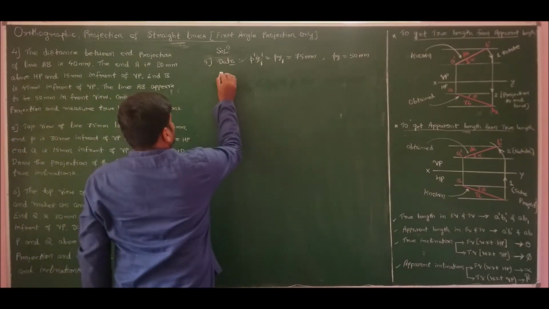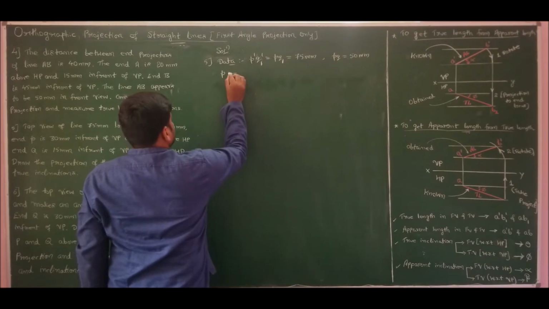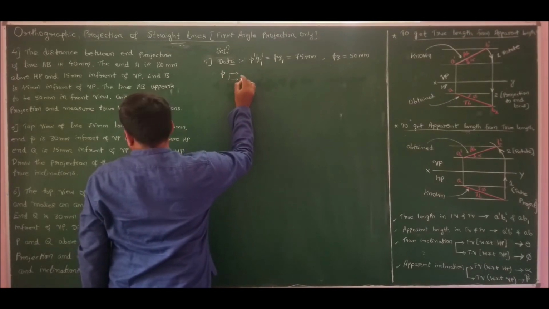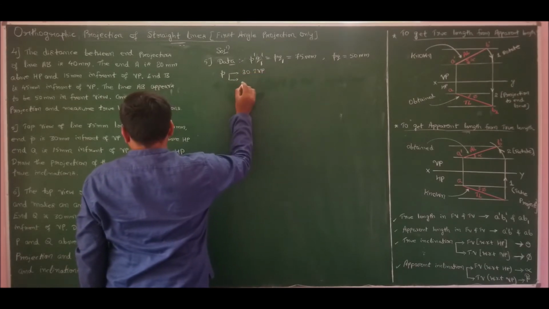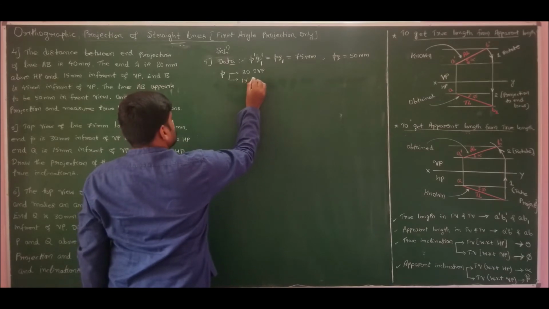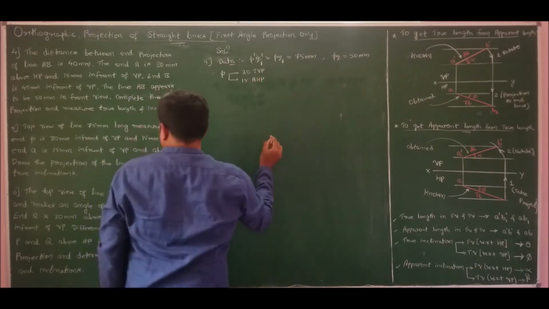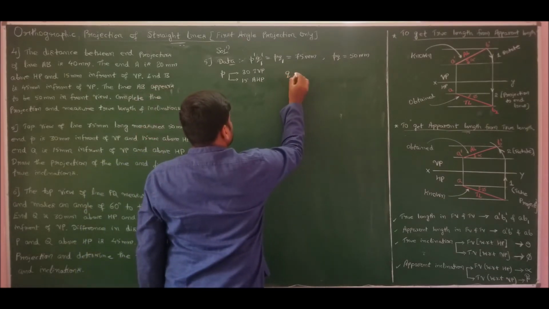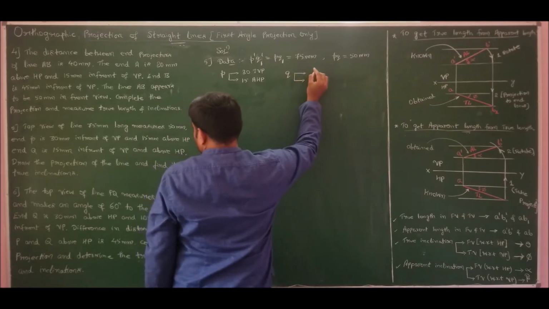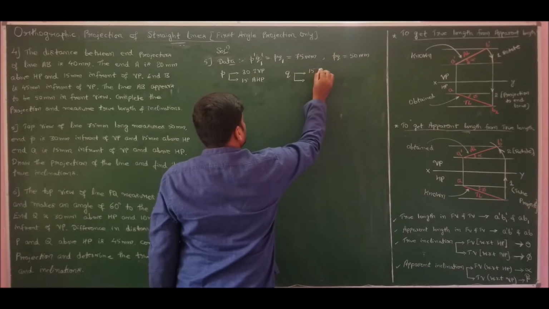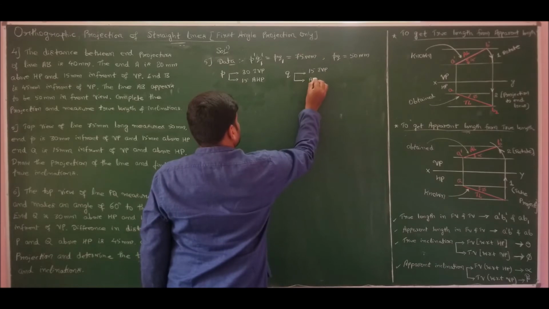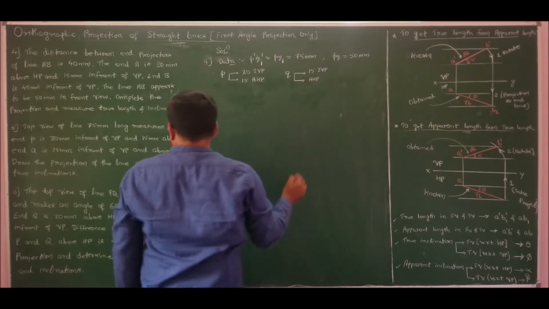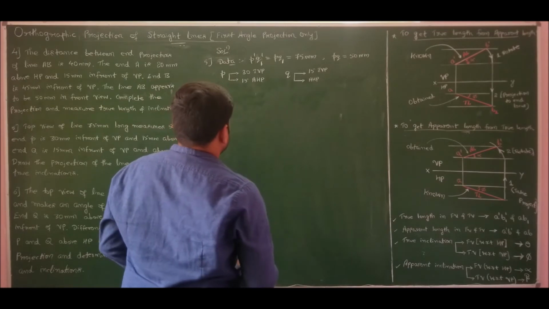He has given the locus of P, which is 30 mm in front of VP and 15 mm above HP, whereas Q is in front of VP and above HP. Draw the projection of the line and find its true inclinations.